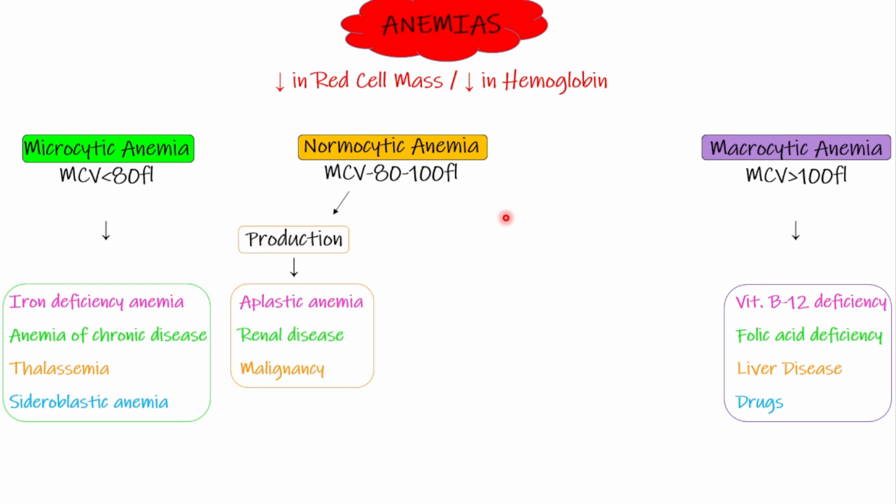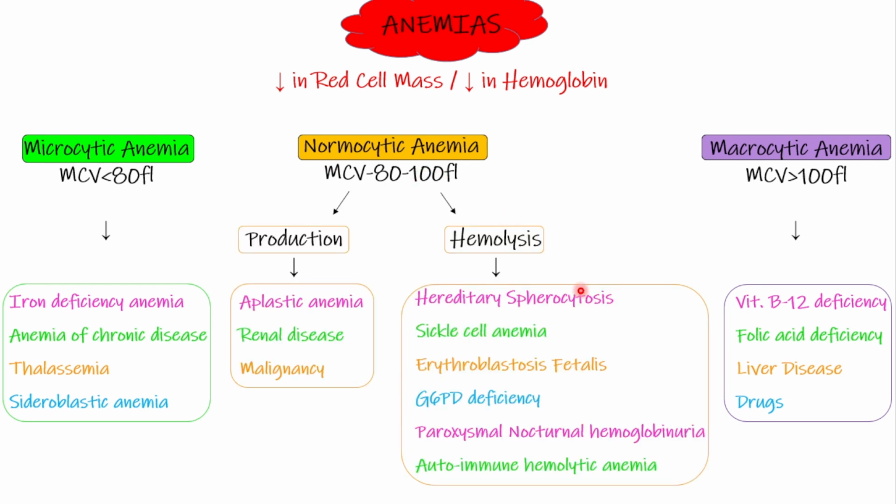The normocytic anemias can be because of a production defect, and they can be because of hemolysis. So first, let's discuss the production defect. If the RBCs are not being produced, for instance in aplastic anemia, aplasia means that the bone marrow is not producing the red blood cells. So that is known as aplastic anemia.